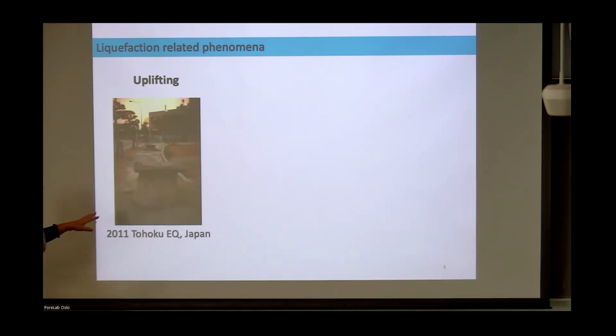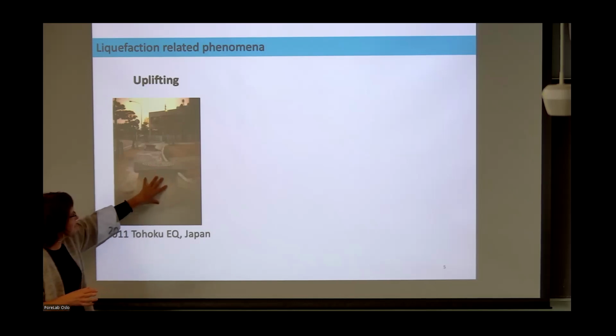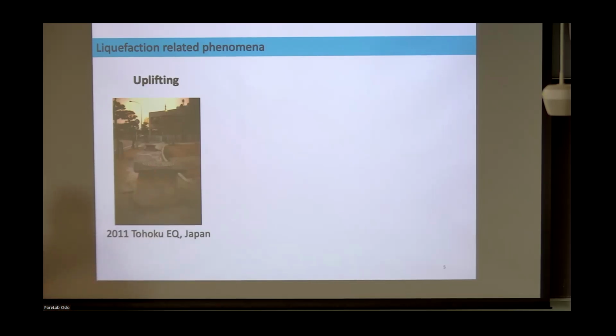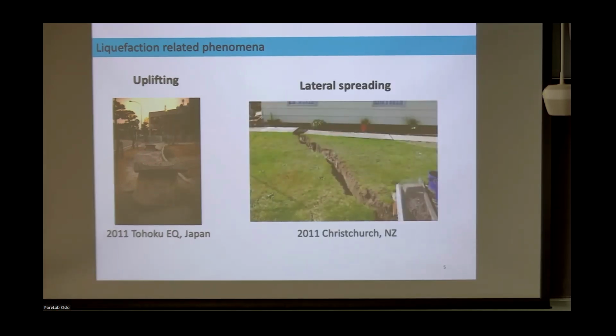What you see here is a sewage tank. After the Tohoku earthquake, the sewage tank was buried, but because it's empty and lighter, during liquefaction it behaves like a fluid and, with buoyancy, the sewage comes out. That's also why buildings sink. Here you see all this sewage coming up, and then there's lateral spreading of the ground following the Christchurch, New Zealand earthquake.